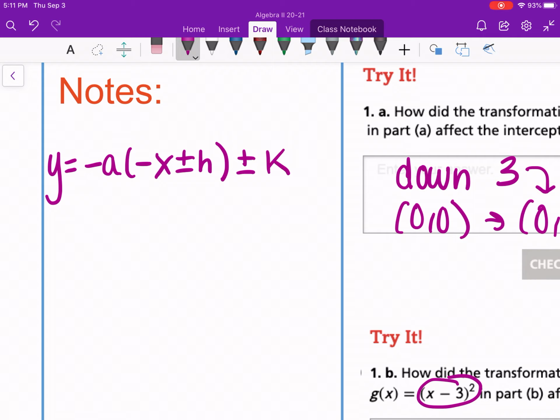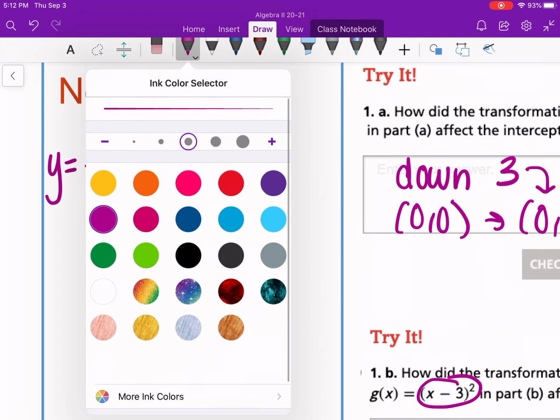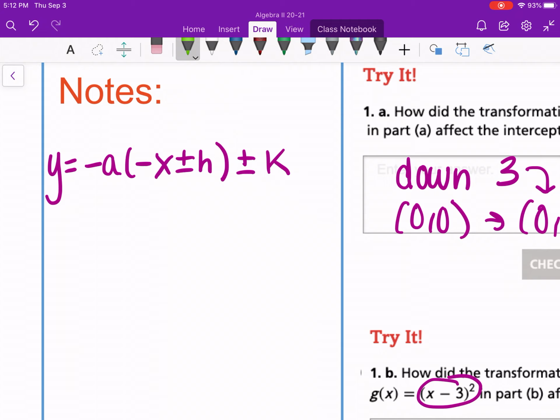Okay? Y equals negative a, parentheses, negative x plus or minus h, parentheses, plus or minus k. And I'm going to tell you what each one of these terms mean. If there is a negative on the outside of, and now you've got to get familiar with this word, I'm going to call these parentheses your container, okay? Because we're going to see this formula look a lot of different ways.